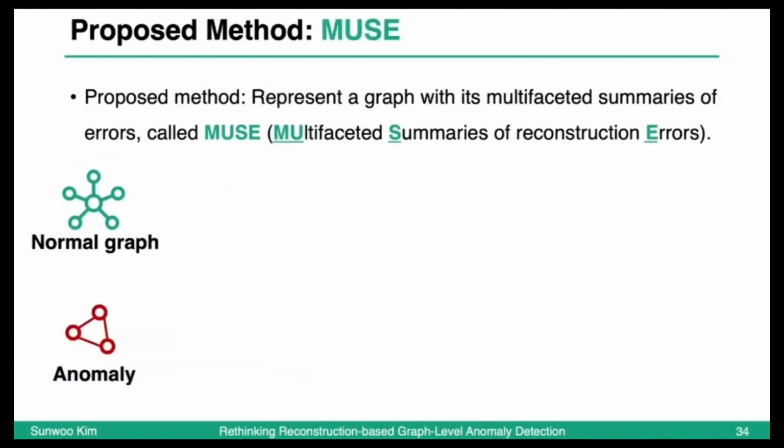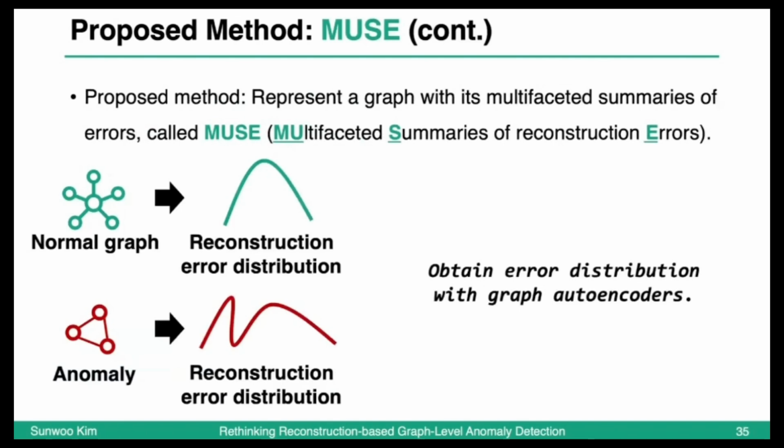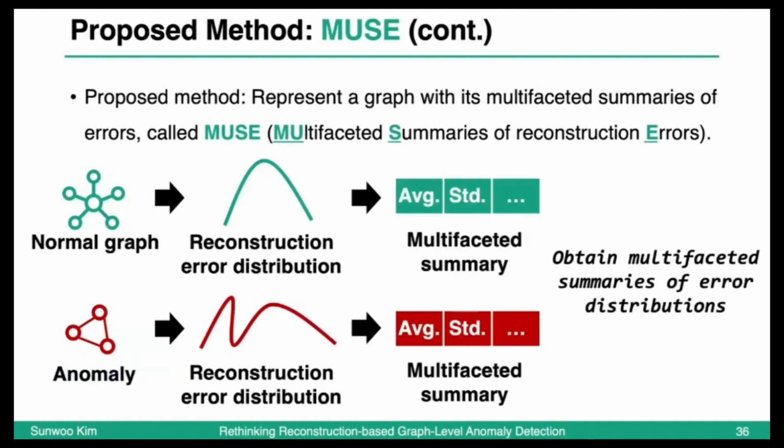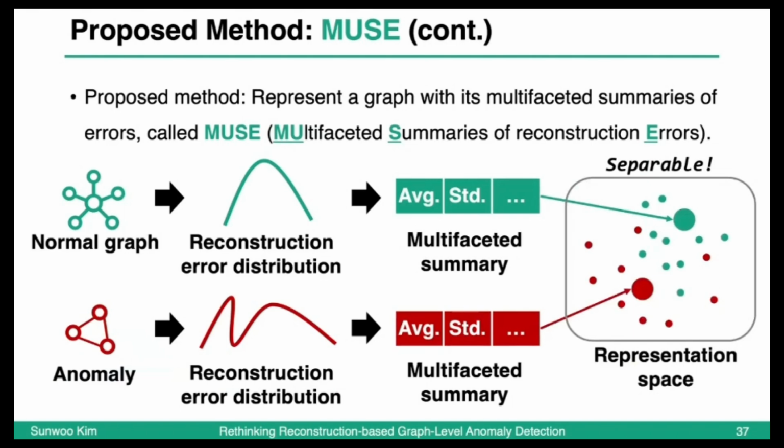Based on our remedies, we propose a novel GLAD method called MUSE. MUSE represents each graph with the multiple summaries of its reconstruction errors. For each graph, we first obtain their error distributions. Then, we obtain the multifaceted summary of respective reconstruction error distributions. Finally, we use the derived multifaceted summaries to represent each graph. A one-class classifier can then be applied to these representations to ultimately detect anomalies.